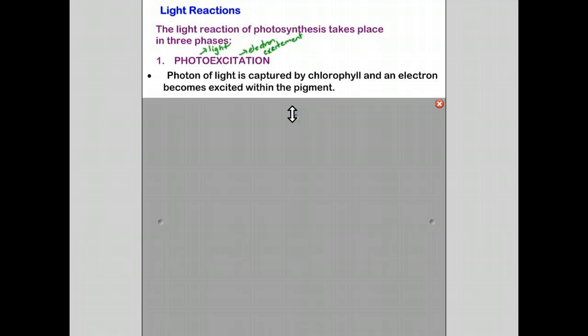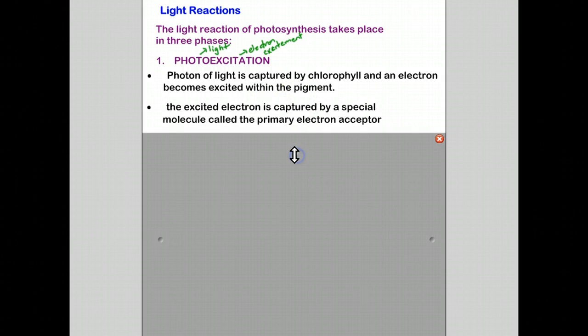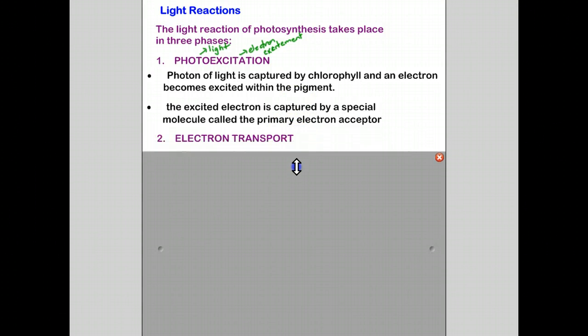A photon of light from the sun is captured by the chlorophyll molecule, and it basically excites an electron, and when it becomes excited it starts wobbling and shaking back and forth within the pigment, and this excited electron is captured by a special molecule called a primary electron acceptor. Okay, so the photon of light gets the electron excited, the electron starts wobbling back and forth, and it basically jumps to a primary electron acceptor because it has so much energy.